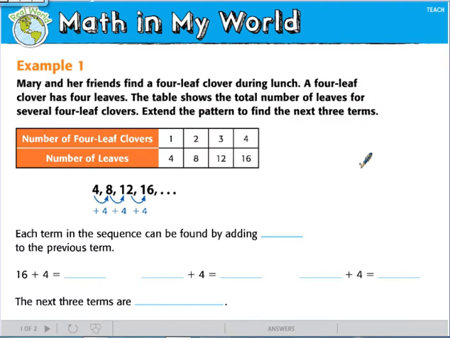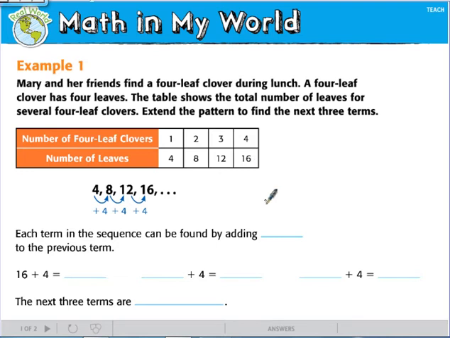All right, it says Mary and her friends find a 4-leaf clover during lunch. A 4-leaf clover has 4 leaves. The table shows the total number of leaves for several 4-leaf clovers. Extend the pattern to find the next 3 terms. If they found 1 clover, how many leaves are there? 4. 2 clovers? 8. 3 clovers? 12. 4 clovers? 16.